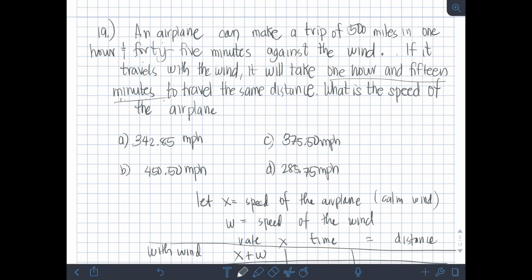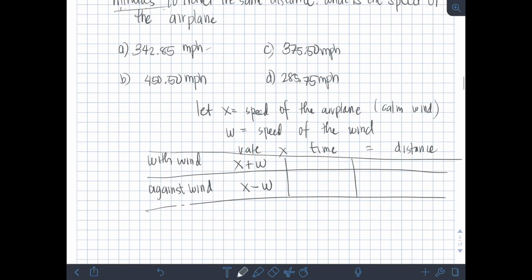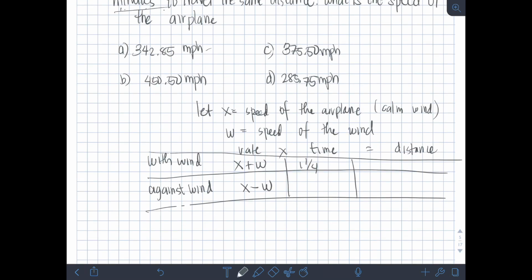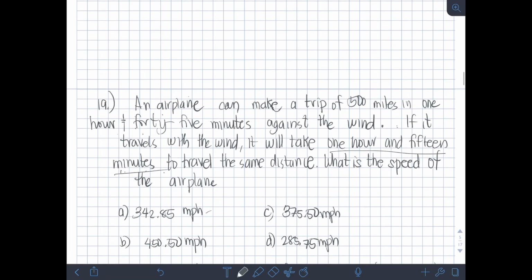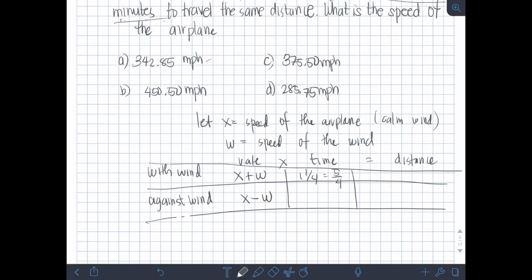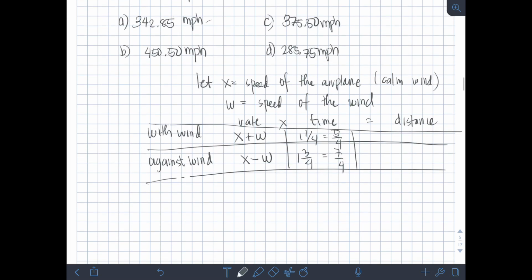So, yung choices natin ay miles per hour. So, convert natin tong 15 minutes into hours. So, ilan yun? 15 over 60, right? Or 1/4. So, we have 1 and 1/4, or in improper fraction, it is 5 over 4. For against the wind naman, 1 hour and 45 minutes. So, 45 over 60 is 3/4. So, 1 and 3/4 kasi may 1 hour din. So, 1 and 3/4 yung against the wind, or 7 over 4. Okay, tapos yung distance daw nila pareho ay 500 miles.